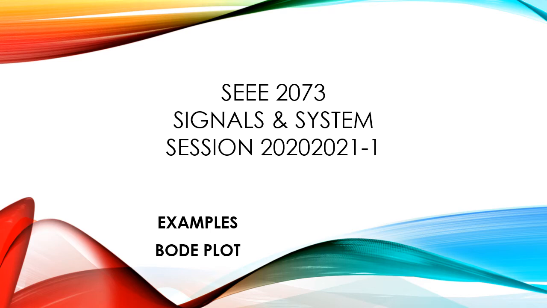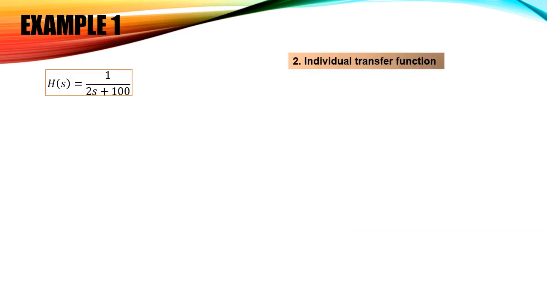So let's have a look at a few examples on dot plot. The first one, let's have a look at a transfer function given by this equation.